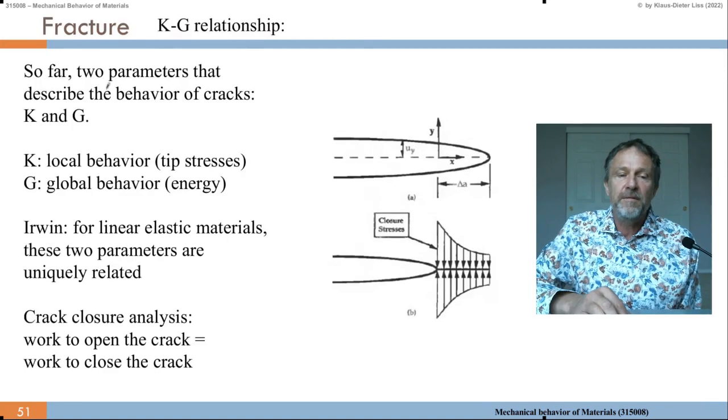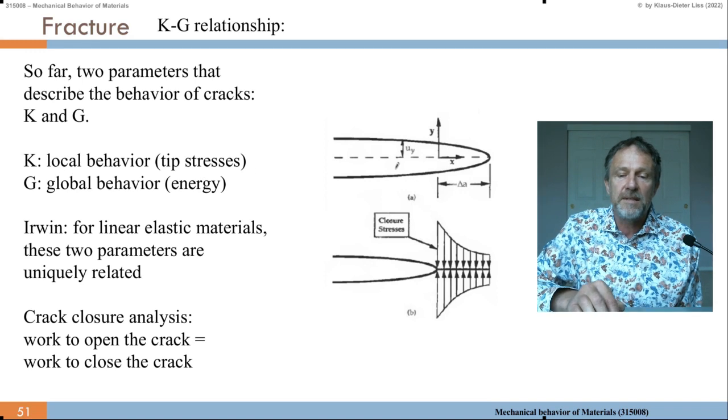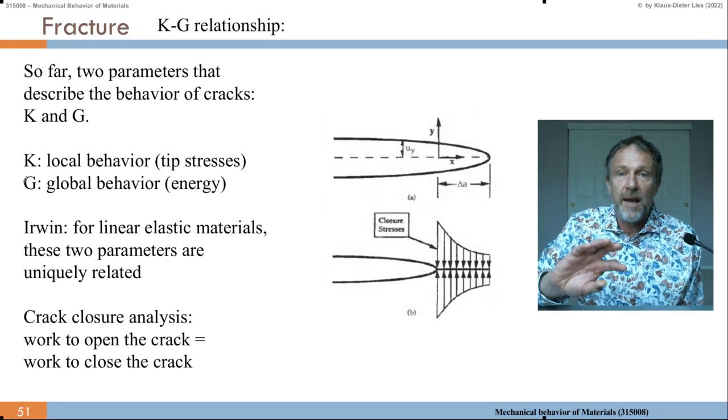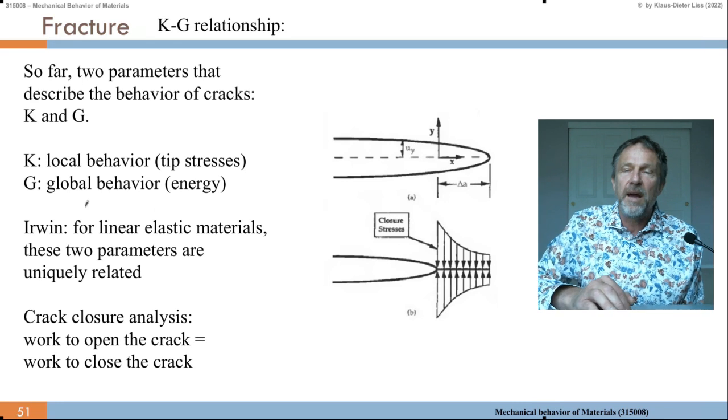So far we have two parameters that describe the behavior of the cracks, namely the K and the G. The K describes the local behavior, namely the tip stresses. So what's happening at the tip is stress tip in the annulus. And the G is the global behavior, energy.